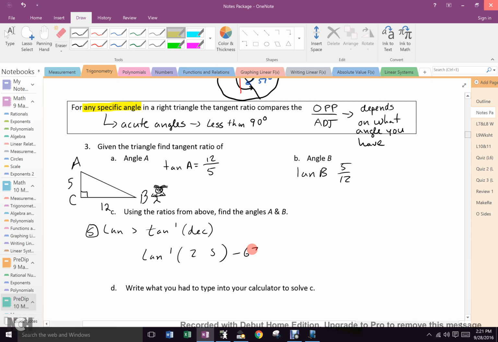So that is 67.3. Is everybody cool? Okay. So now do tan B. Or no, sorry, shift tan B. So it's shift tan bracket 5 divided by 12 bracket equals.